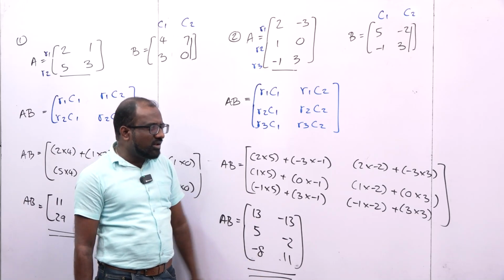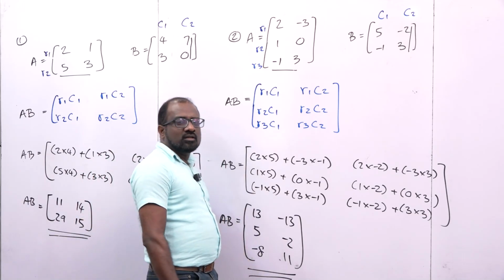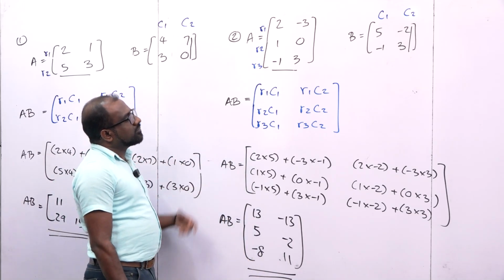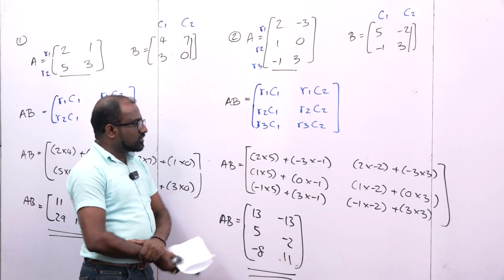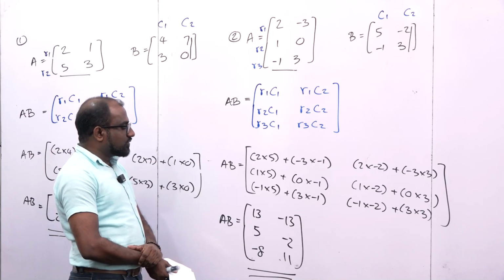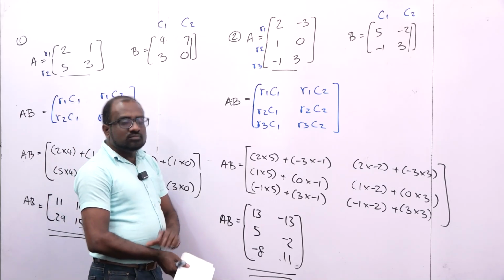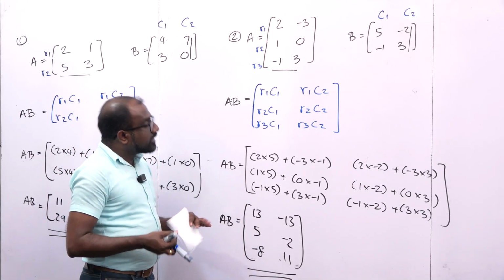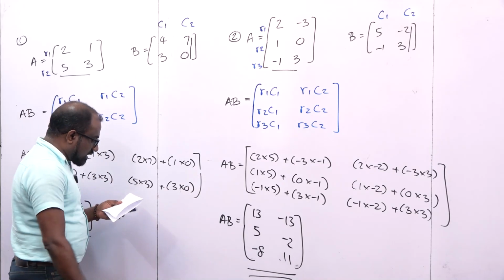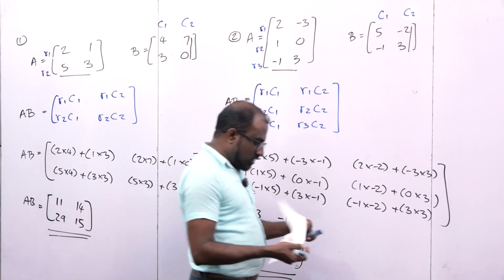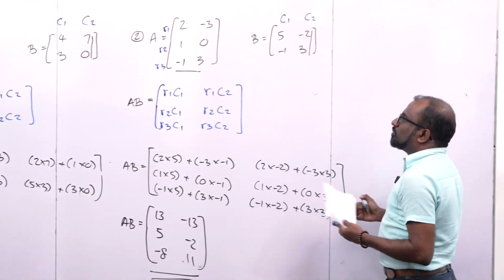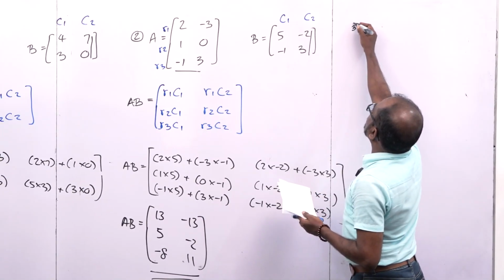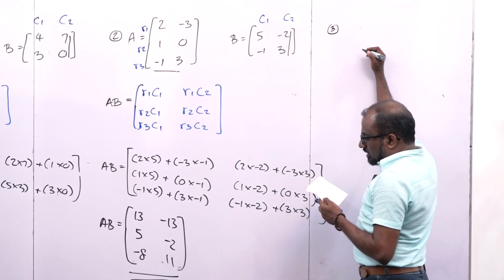Actually, for the O-level exam, you will get a very simple one. So we'll do some difficult ones. Actually, this is enough, but I will do another one. We'll multiply a column matrix and a row matrix. Third example.